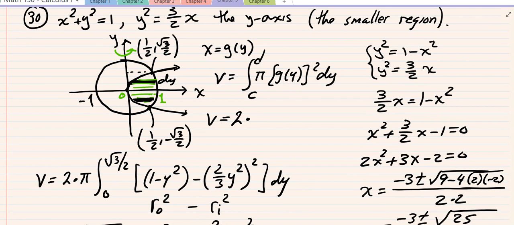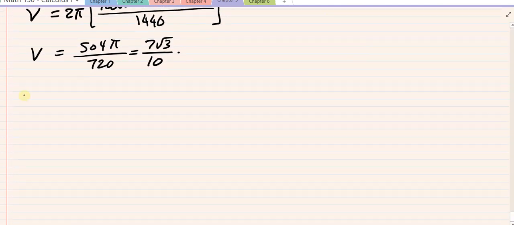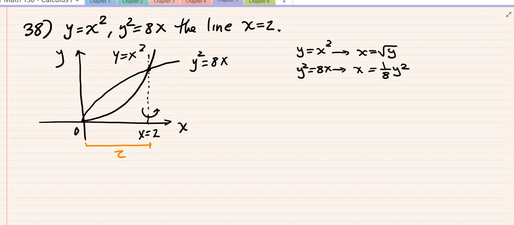Okay, let's take a look at exercise number 38. So here's number 38. We want to find again the solid of revolution, this time generated by revolving the region bounded by the graphs of the equations about the indicated line. So we are actually revolving about a line, not the x or y axis. The line is x equals 2.